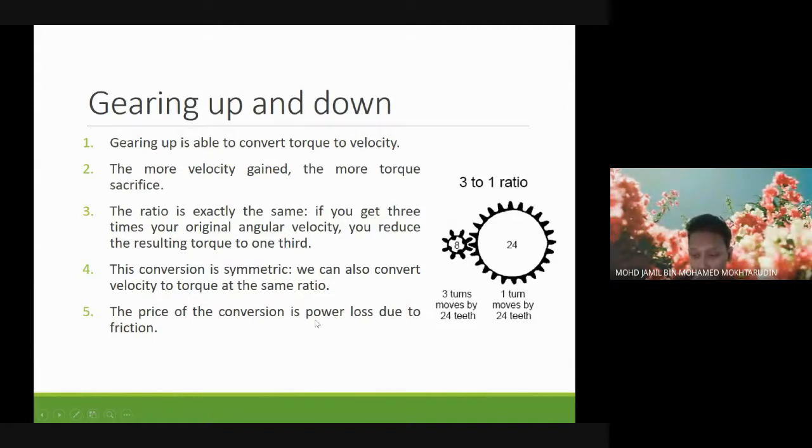In this example, the small gear has 8 teeth and the bigger gear has 24. So the ratio is 24 divided by 8, which is 3:1. If the small gear turns 3 times, the bigger gear will turn only 1 time. So the small gear is faster.